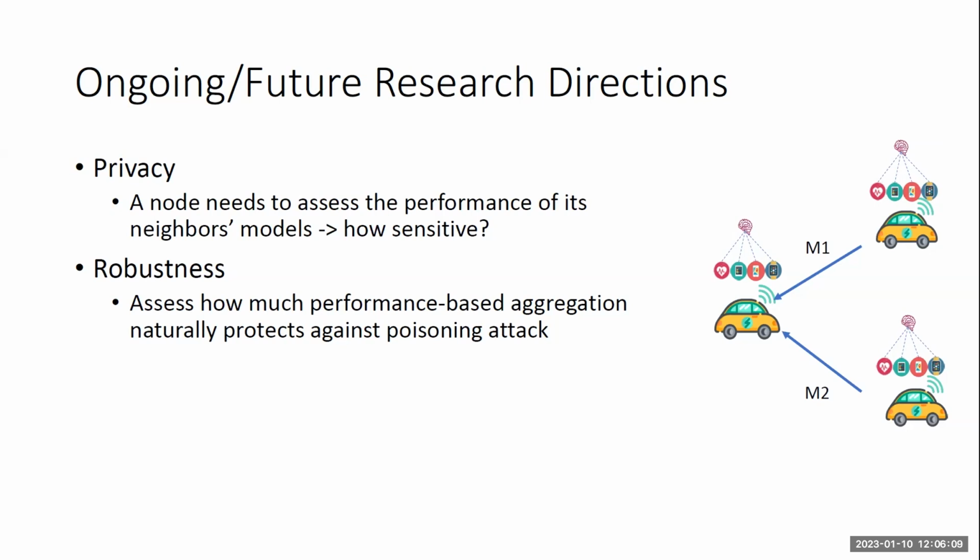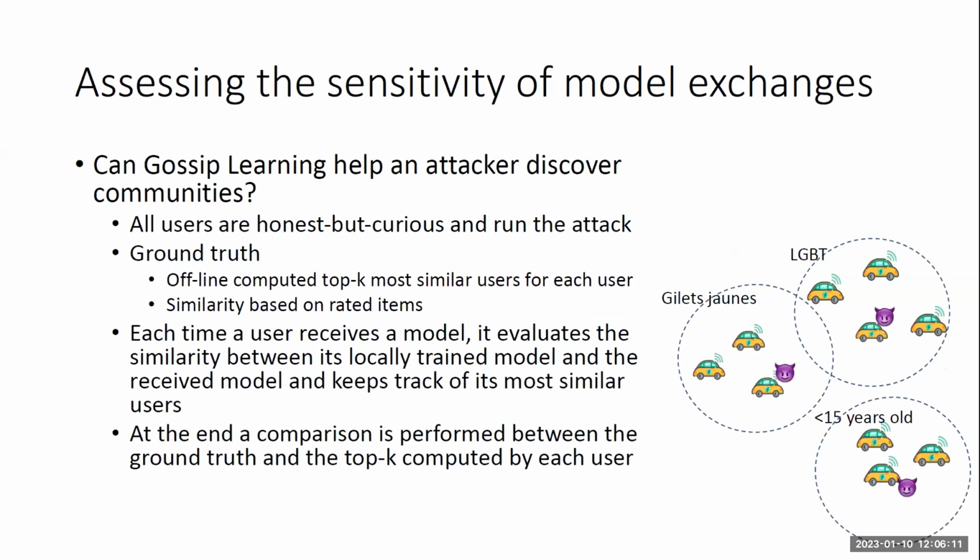Exactly. So on the privacy side, one of the recent things we are trying to do: we developed an attack in which a client, in the context of a recommender system, tries to learn his most similar users, tries to cluster users somehow, right? For example, in order to discover communities.